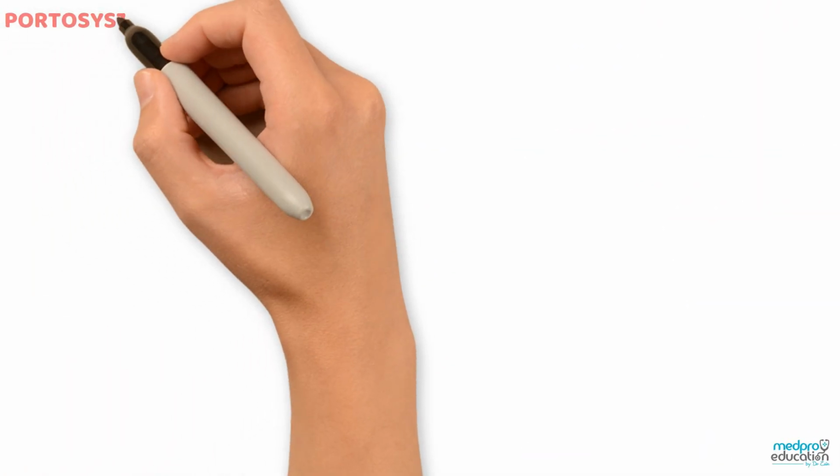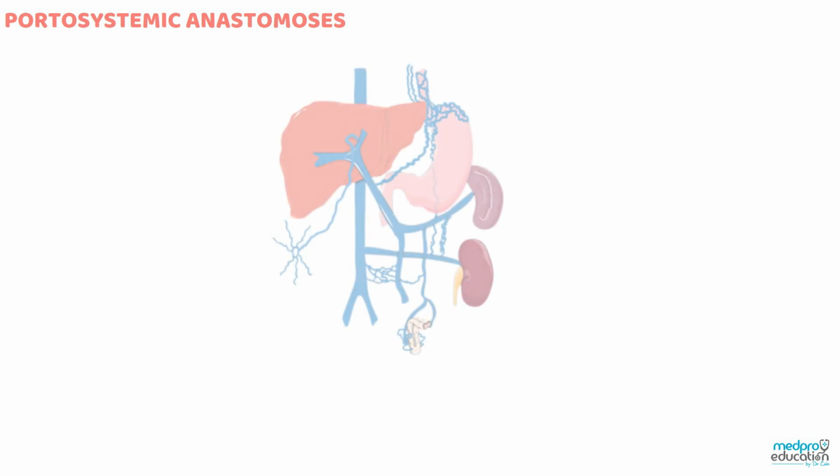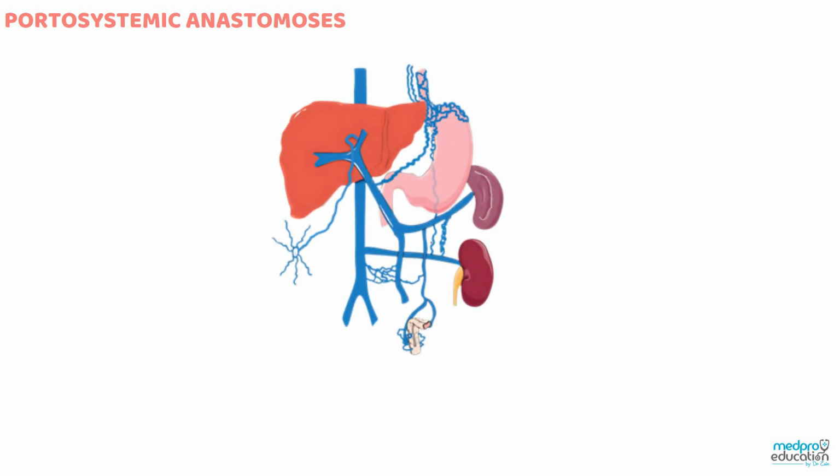The gastrointestinal tract drains primarily into the portal venous system, which explains why cancers of the gut often spread first to the liver. At certain sites, however, the portal and systemic circulations are directly connected through portosystemic anastomoses. The 3 most important sites are esophagus, where dilation leads to esophageal varices, a life-threatening cause of upper GI bleeding.